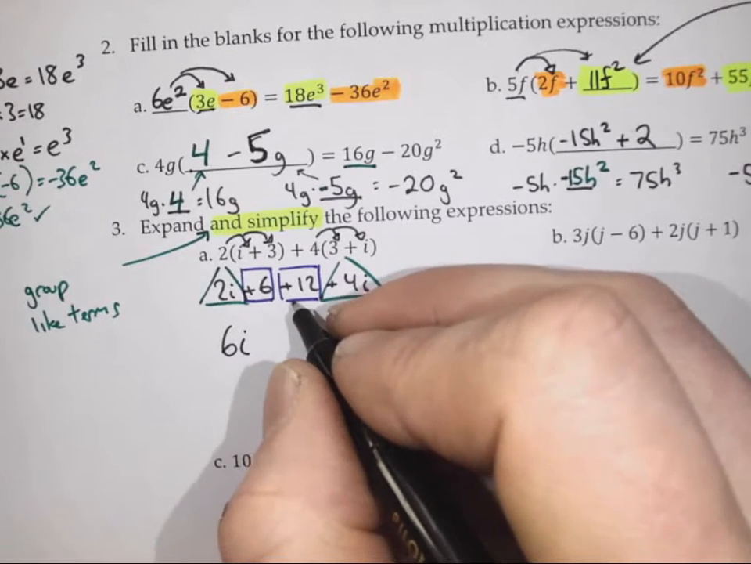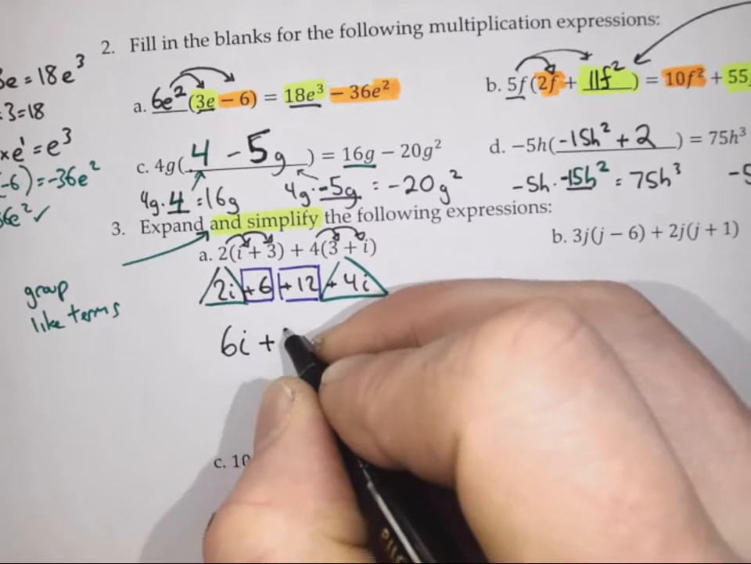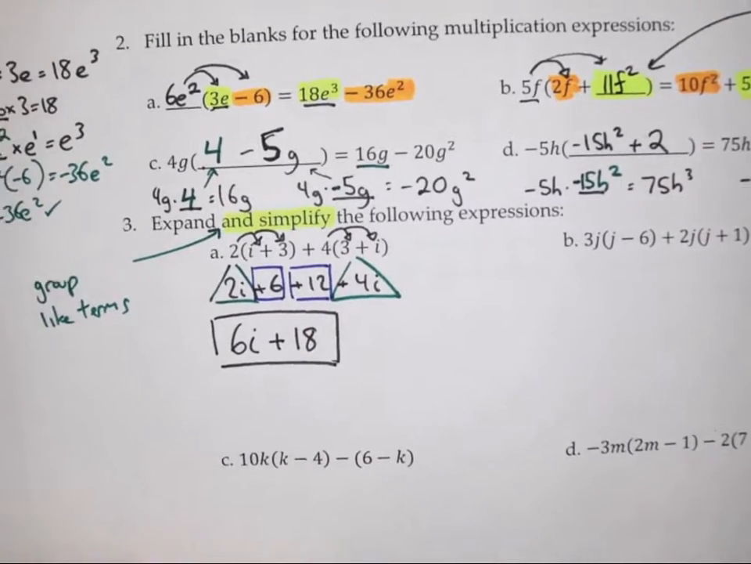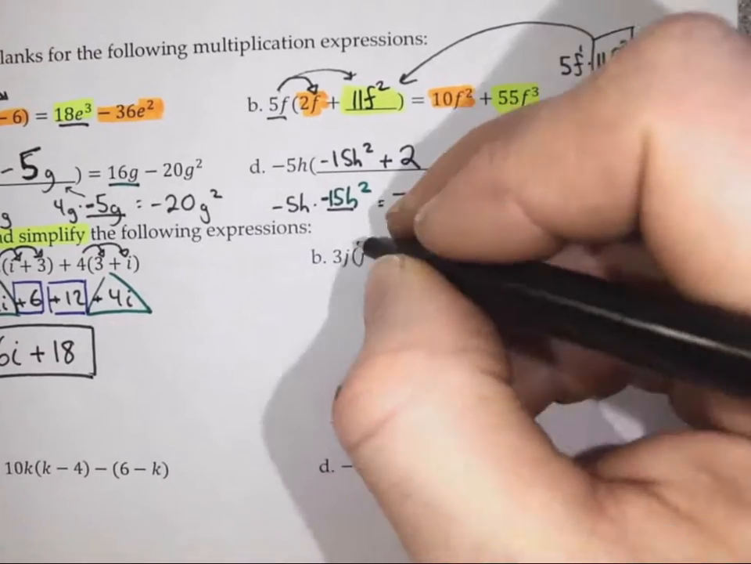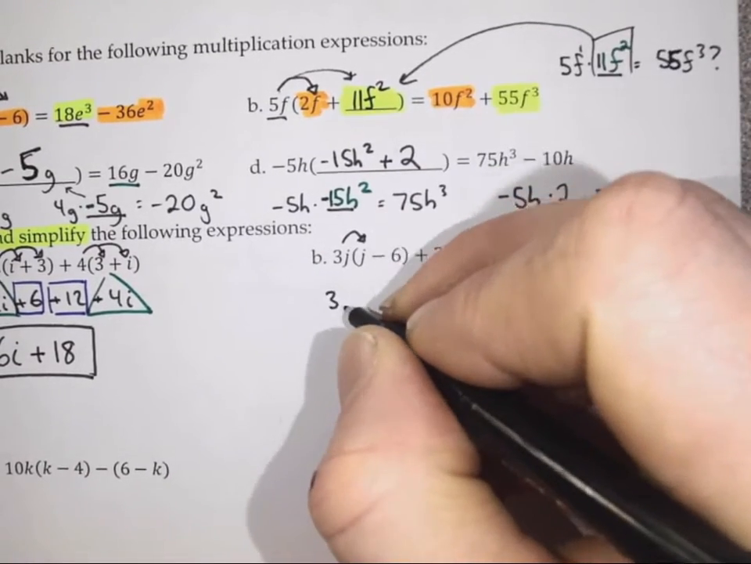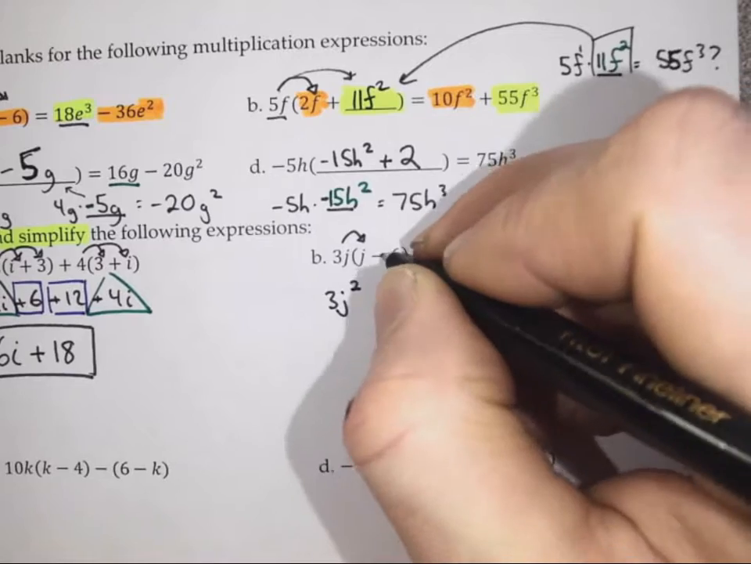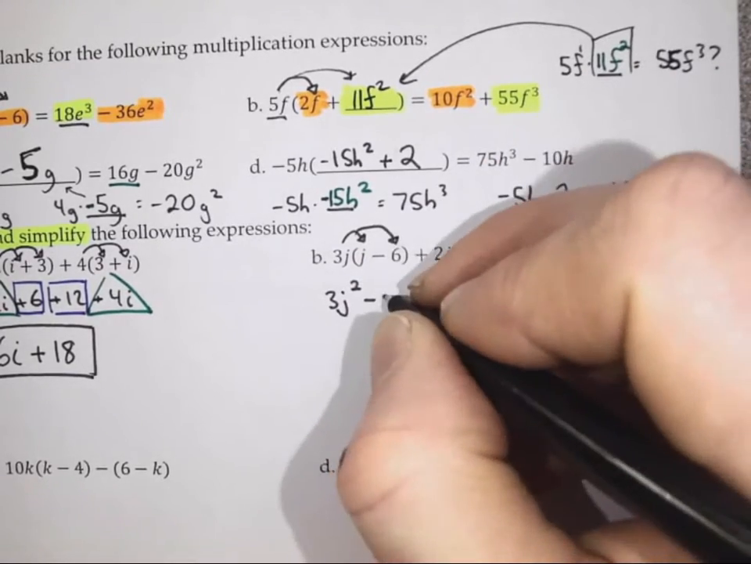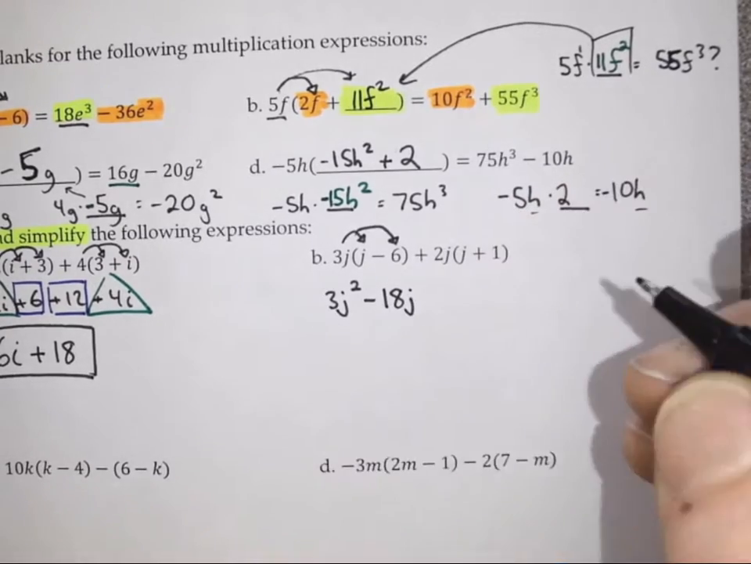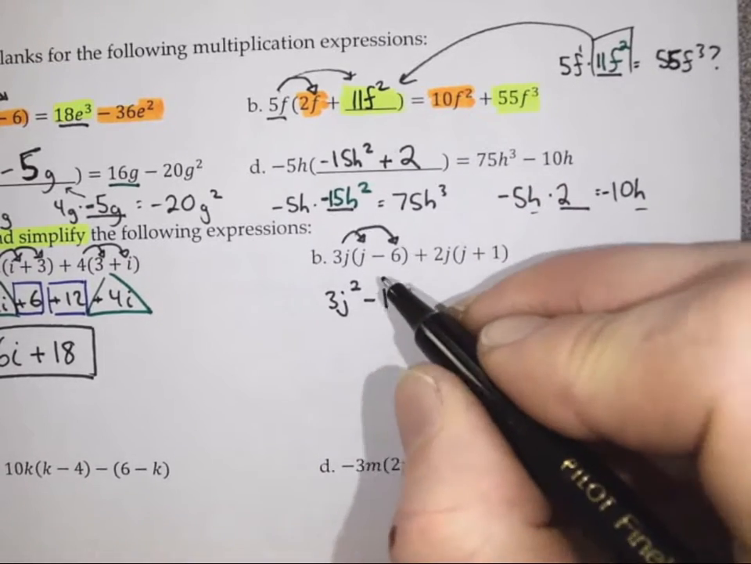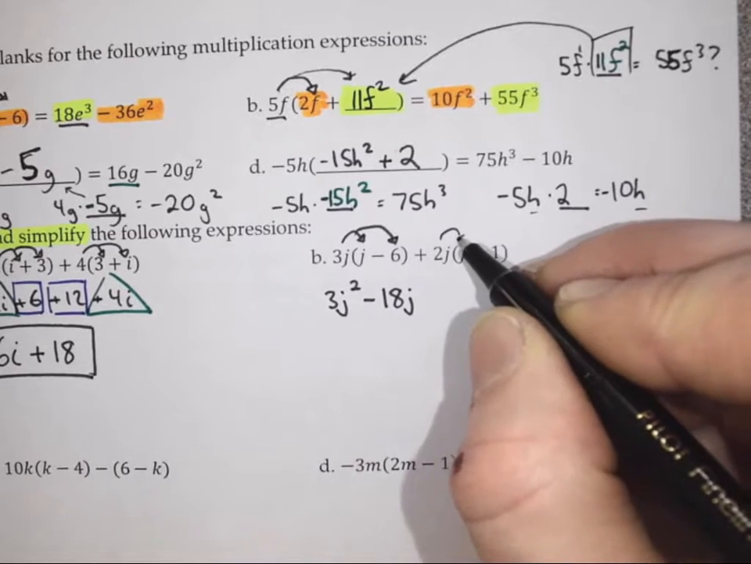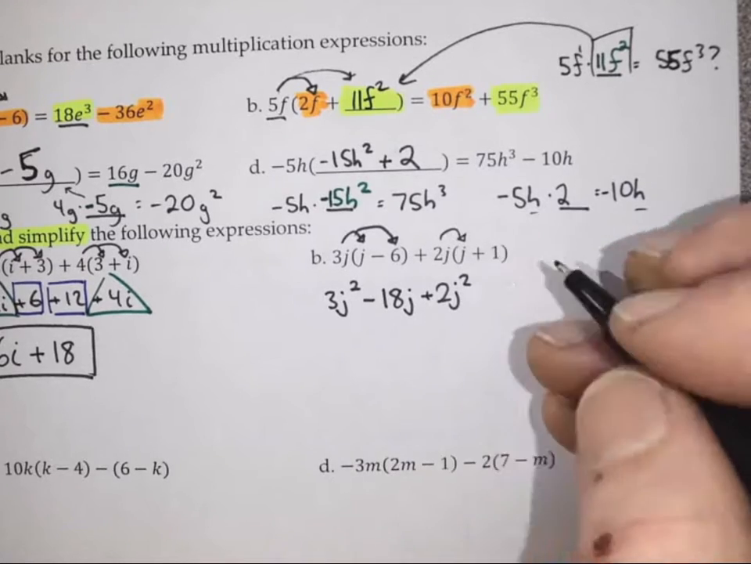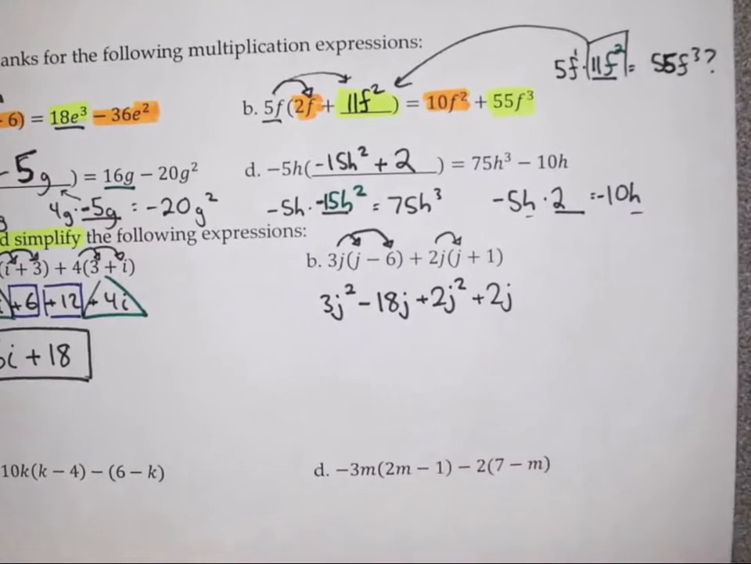And then I'm going to add the 6 and the 12. That's going to give us 18. Okay. So next, we get 3j times j, so it's going to give us 3j squared, minus 3j times negative 6. 3j times negative 6 is 18j. Well, negative 18j. 2j times j gives us positive 2j squared. And 2j times 1 is 2j.